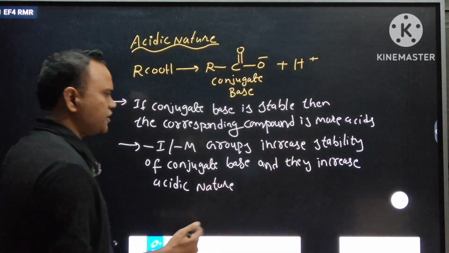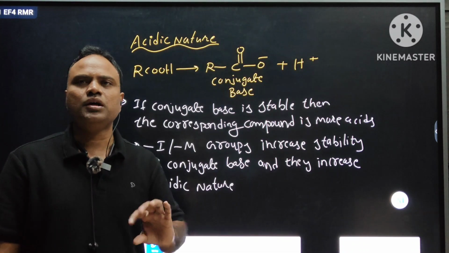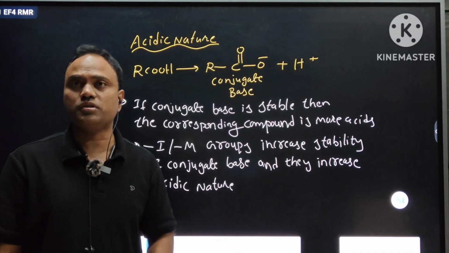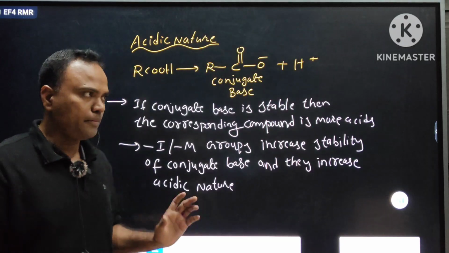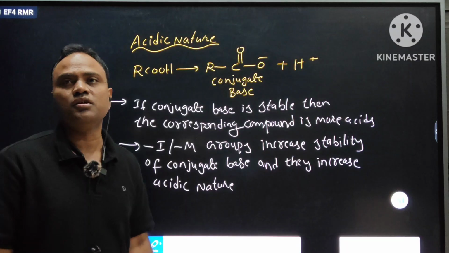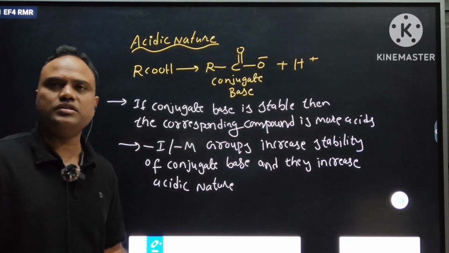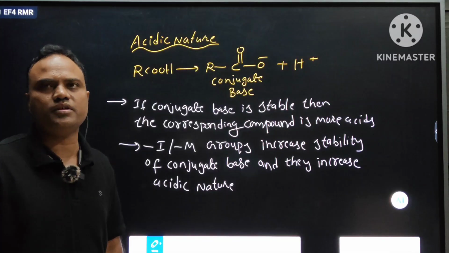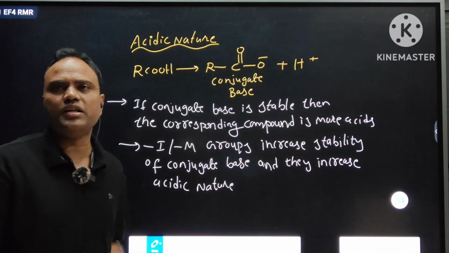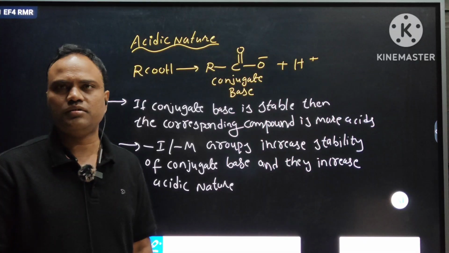You will get some statement type questions. Minus I groups increase the acidic nature of carboxylic acid by increasing the stability of the conjugate base, or by decreasing the stability of the conjugate base? Minus I or minus M groups stabilize the conjugate base and thus increase the acidic nature. Concept based question: why is the acidic nature of carboxylic acids more when minus I is attached? Because the minus I group stabilizes the conjugate base. Clear, all of you?